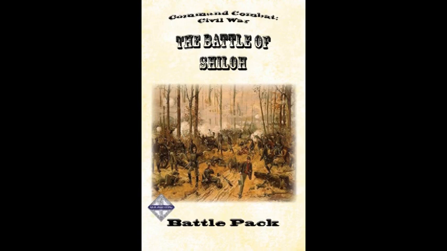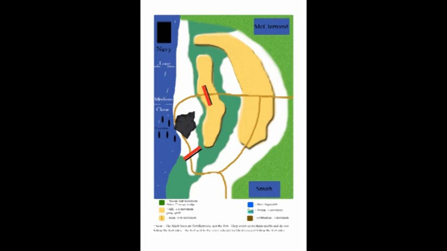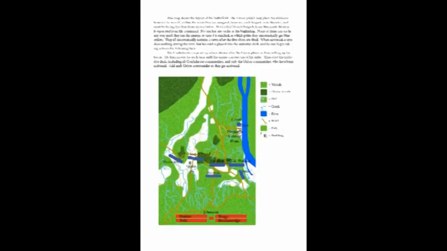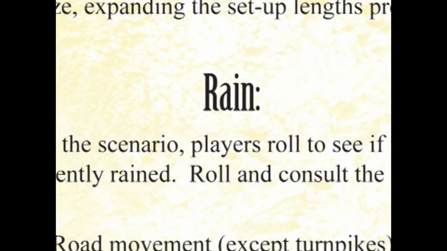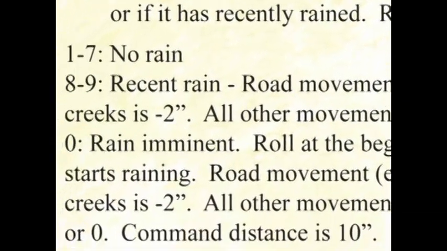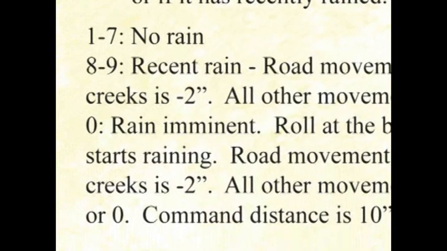If you have one of the battle packs, it is recommended that you play them in order, beginning with the smallest scenario first to learn how the game is played, then moving on to the larger ones. If you choose to play a scenario from the rulebook, you first roll to see if there is rain. On an 8 or 9, there is recent rain. On a 0, rain is imminent during the battle.